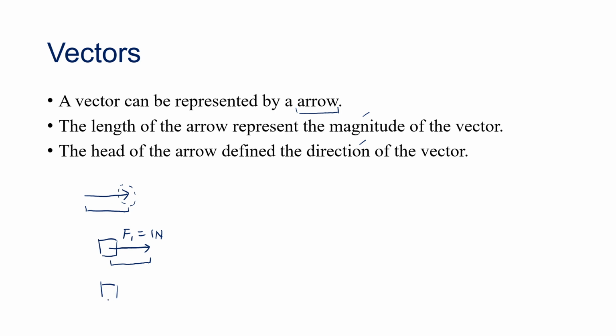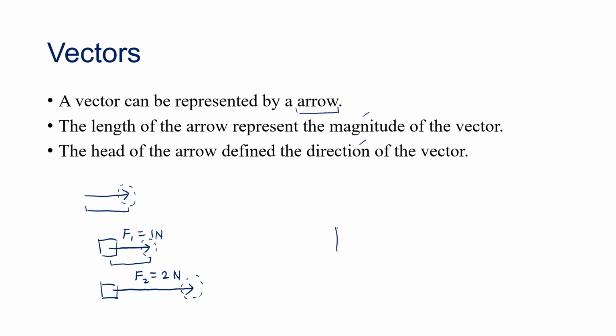If we have another object like this, we apply some force, something like this. Let's call this F2. And we know the length of this F2 vector is twice that of F1. So from here we know the F2 is given by 2 Newton, because the length of this is twice that of F1, and this length represents the magnitude. And you can see both vectors' heads are pointing toward the positive x direction, toward here. So we can conclude they have the same direction.